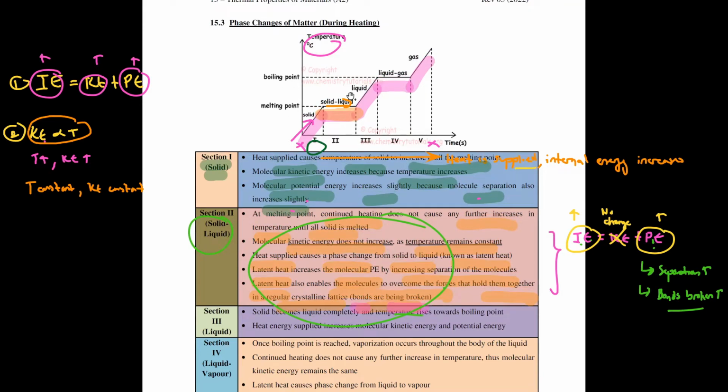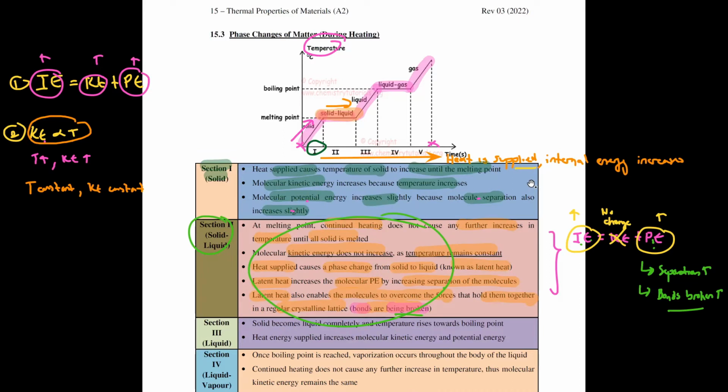All right, and then after that you go on to section 3. Section 3 is where your solid has completely melted and then it becomes liquid. And then when you keep on heating your liquid, you'll notice that your temperature will keep rising. So your solid becomes liquid completely and the temperature rises towards boiling point. At this point, your heat energy supply causes your internal energy to increase. It in turn causes your molecular Ke and your potential energy to increase. In your case here, because there's temperature increase, you have molecular kinetic energy increase. And at the same time, because you're causing the liquid to expand, you have separation increase, so potential energy increases.